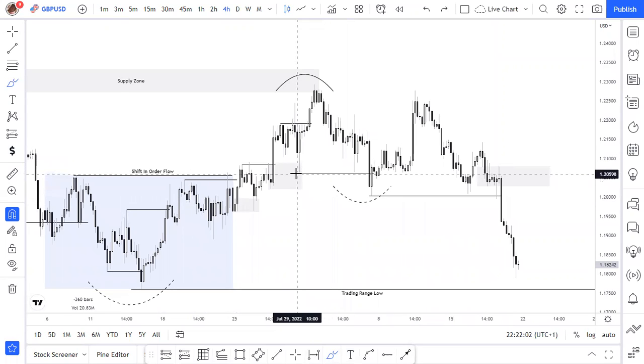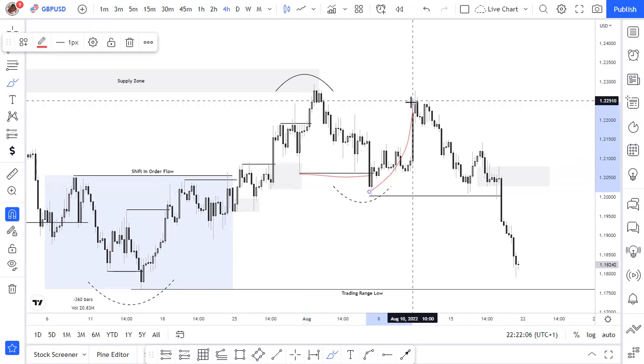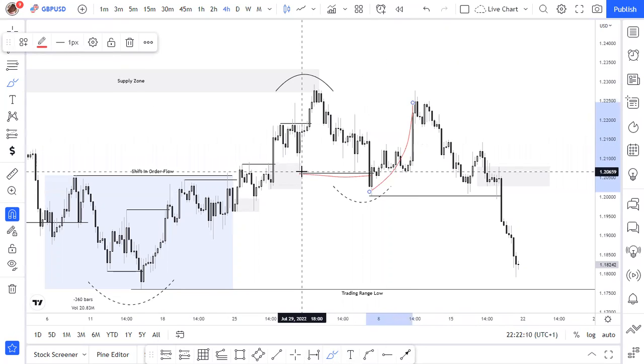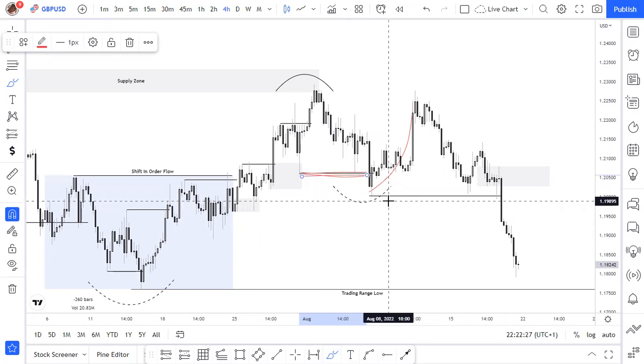So I say that these are break of structure here, and price has pulled back. But now, even if we've had a break of structure here, we can't really say that the structure on the forward time frame is truly bearish now, because we don't have that lower high confirmation yet.